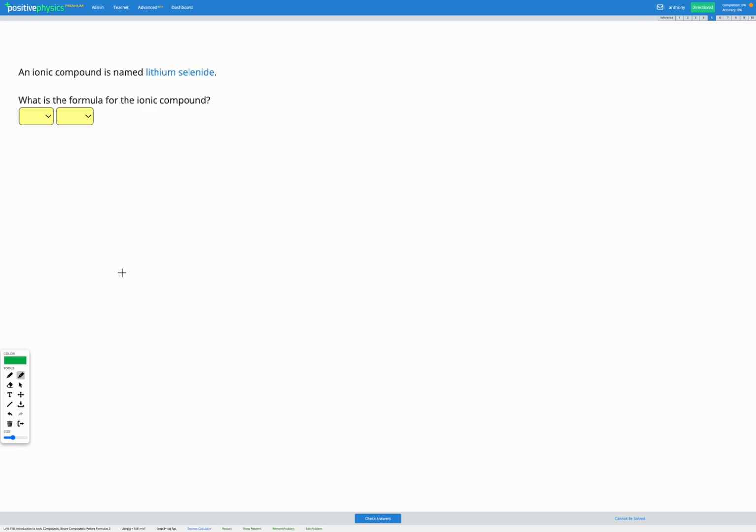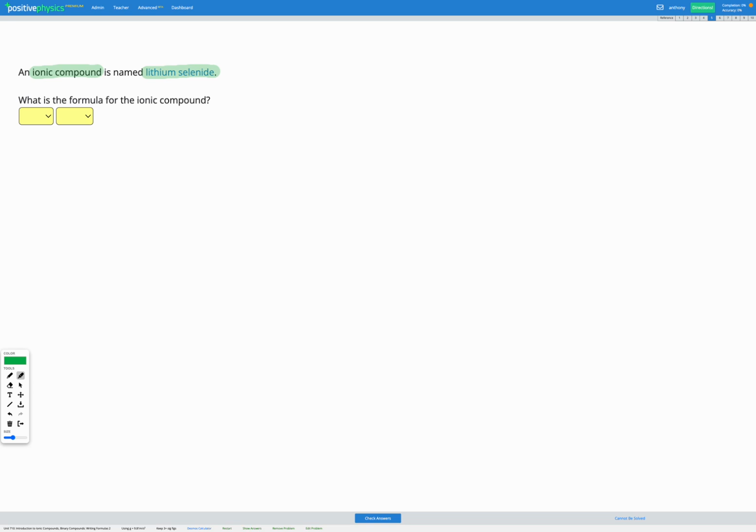In this question, we have an ionic compound, lithium selenide, and we're trying to find the formula for the ionic compound. So this question works exactly the same way as the previous skill. The only difference is we don't have that table to fill out. We don't have that kind of working out process structured for us. We just get to do it ourselves and come up with the answer.